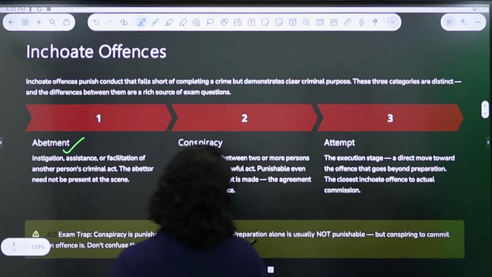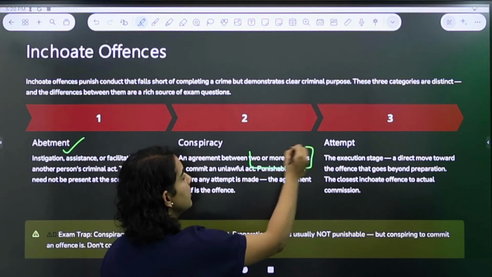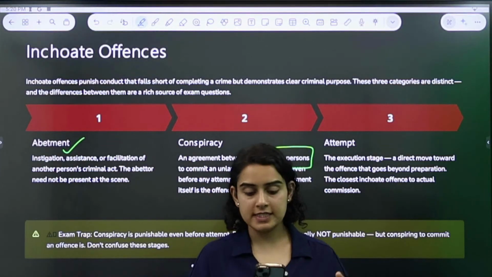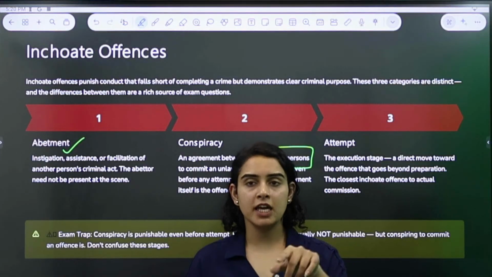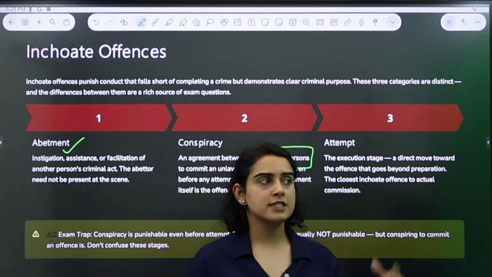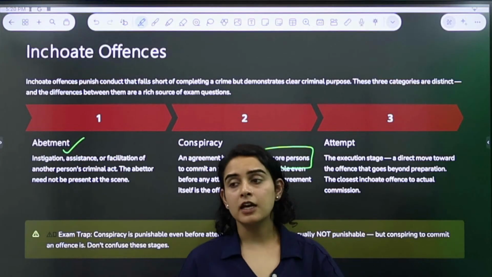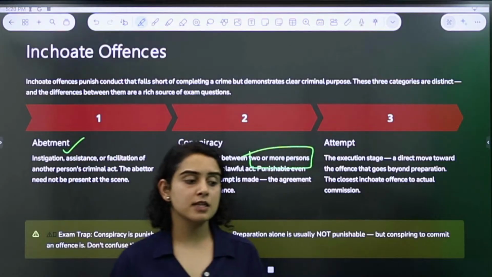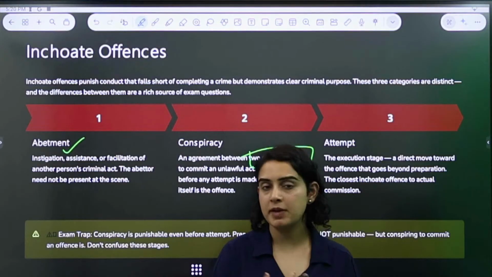Then we have conspiracy. Conspiracy is where two or more people plan and commit a crime together. Okay, so let's say my friend A and I want to kill person B. Or let's say I, my friend A, and another friend of mine, D, want to kill person C. So in that case, it's two or more people. What we have done together is that we have planned the entire thing.